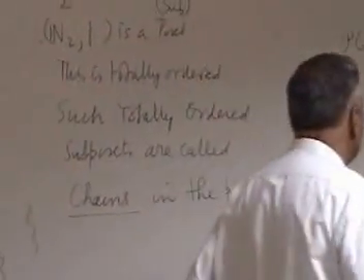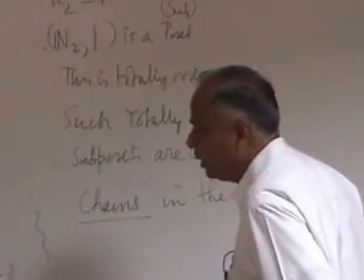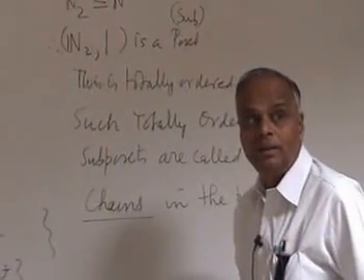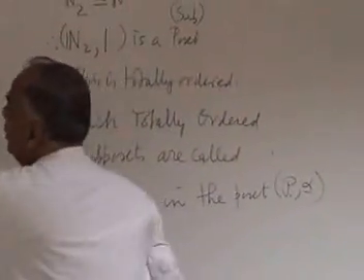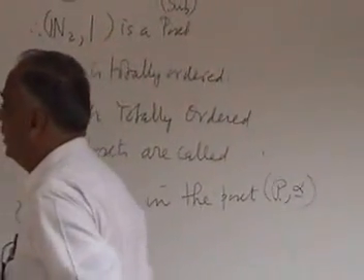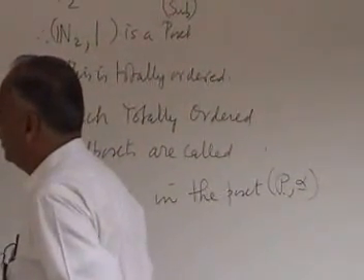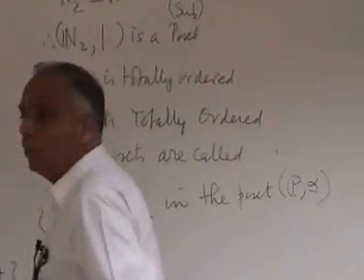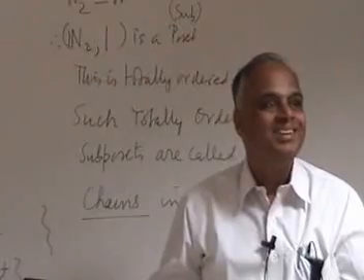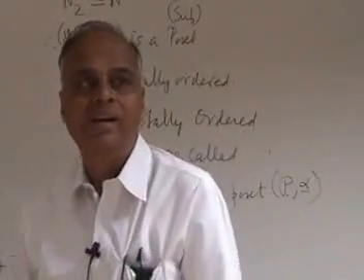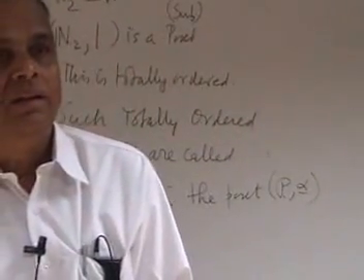Sir, yes. So if in subset P1, no two elements are comparable, then will this be a poset? What I mean is, if in subset P1 of P no two elements are comparable, that means it doesn't have a chain. Then will P1 be a poset? P1 is such a set.